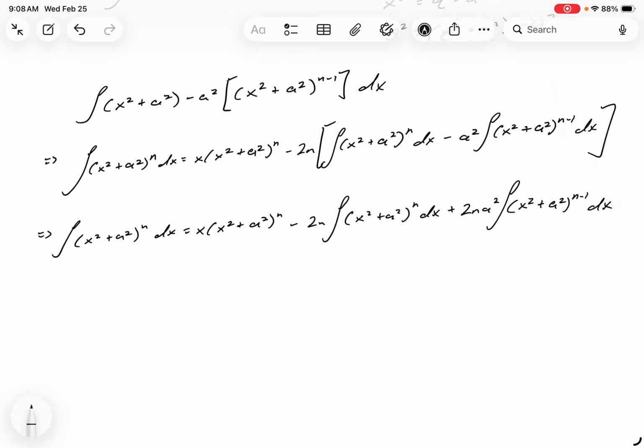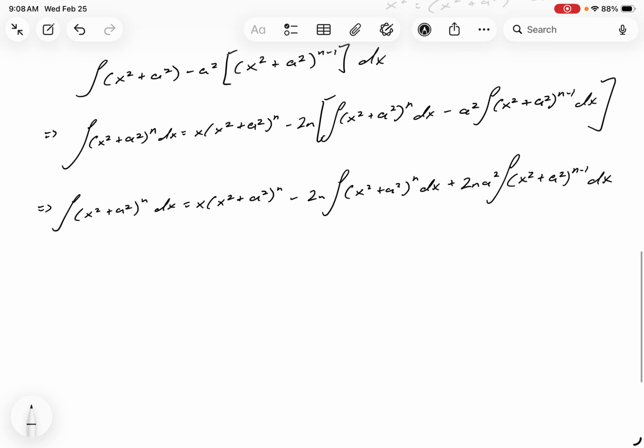Okay, so now we use a distributive property. Now we can go ahead and do our little bit of algebraic manipulation. This is again another technique that you guys will see in regular by parts problems.